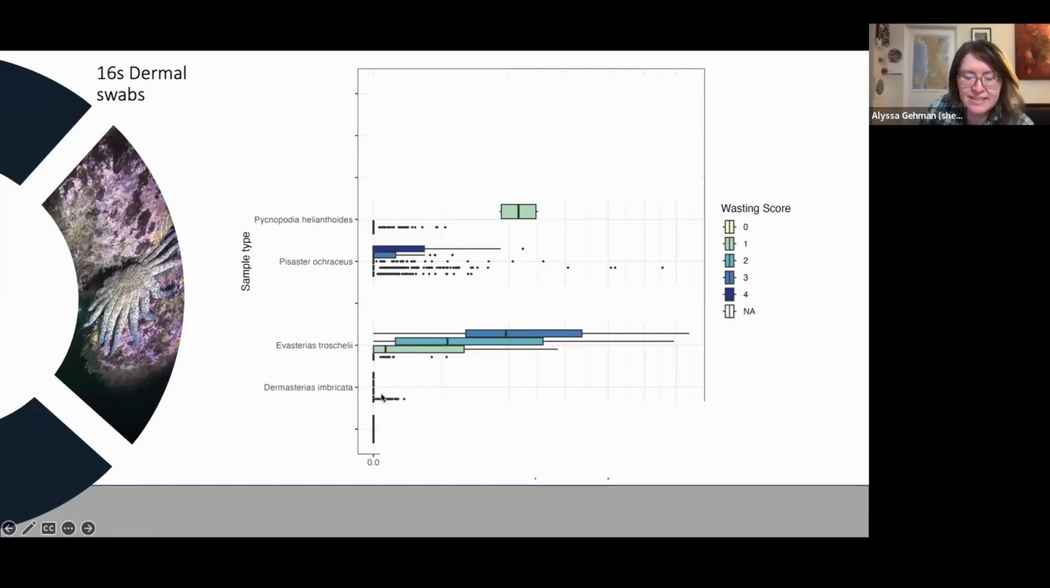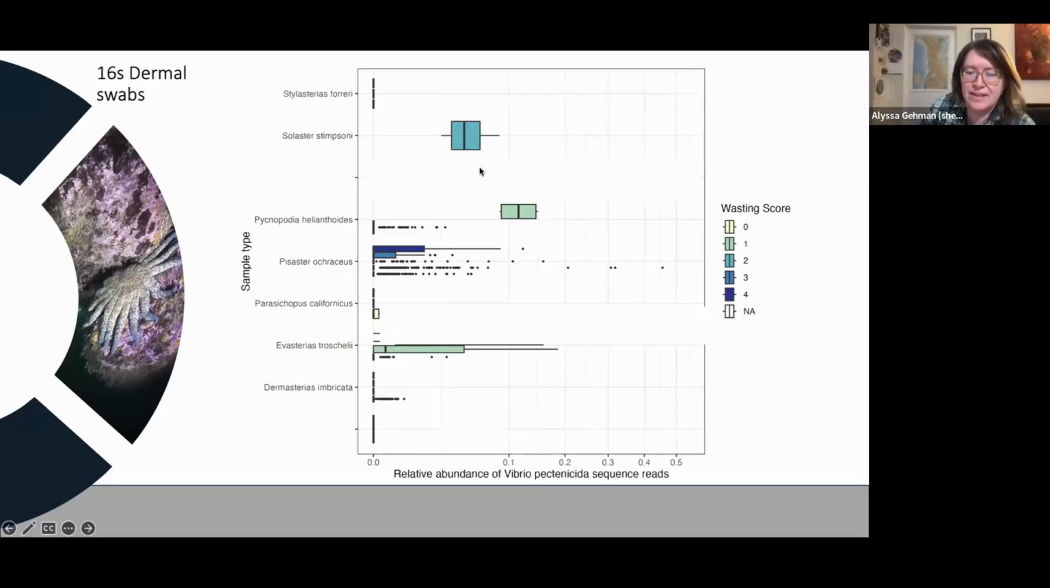Dermasterias, as to be expected, we don't really see signs of disease. We do see a little bit of VPEC. All these little points are just outliers, but there is some VPEC in there. We do see some in Dermasterias, which I think is also true from the ones in the lab that didn't get sick.